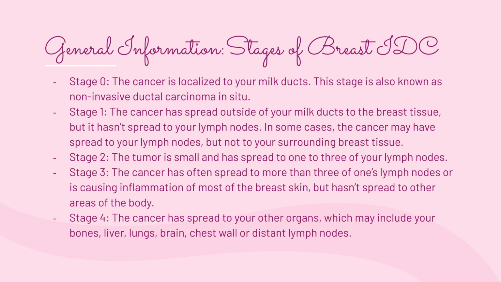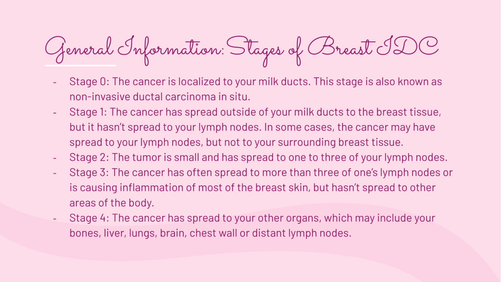Stage 0. The cancer is located in your milk ducts. This stage is also known as non-invasive ductal carcinoma in situ. Stage 1. The cancer has spread outside of your milk ducts to the breast tissue. It hasn't yet spread to the lymph nodes. In some cases, the cancer may have spread to your lymph nodes, but not to your surrounding breast tissue. Stage 2. The tumor is small and has spread to 1 to 3 of your lymph nodes.